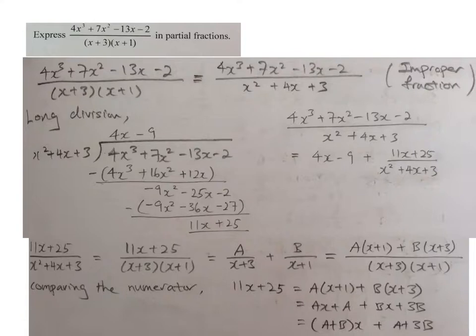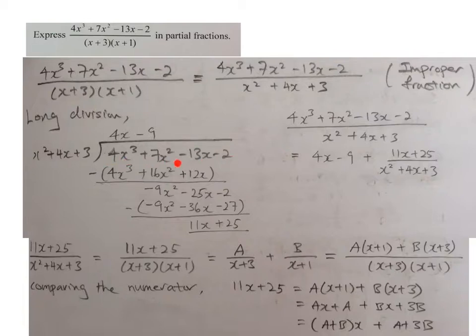For this particular question, you can see that for the numerator, the highest power is an x cubed, but for the denominator, the highest power is only an x squared. In this case, we can say that it is an improper fraction. If it's an improper fraction, the first thing that we have to do is to do long division. So now we do the long division.